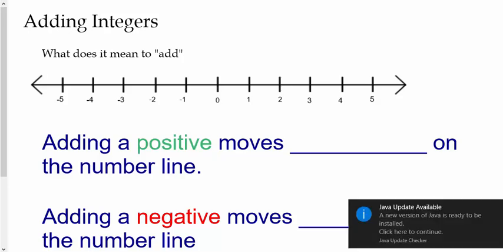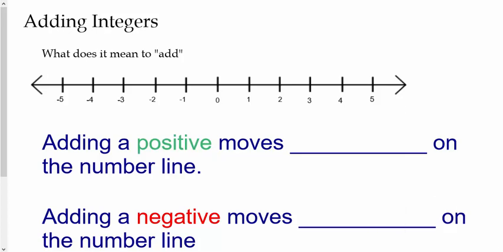If I add a positive, I think about it like I add something good. Well, if I add something good, then my happiness increases, so my happiness goes up. So I'm going to move right on the number line. But if I add a negative, something bad happens to me, I get a penalty or something like that. Then I'm going to move down on the number line, or I'm going to move left on the number line.